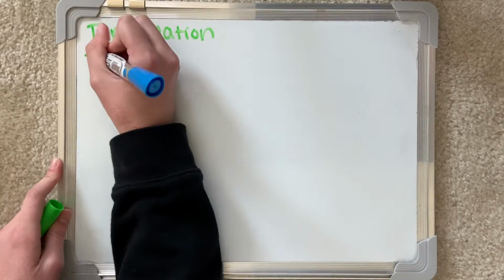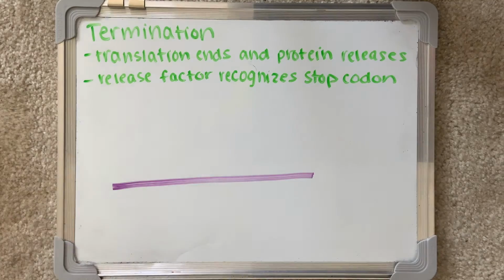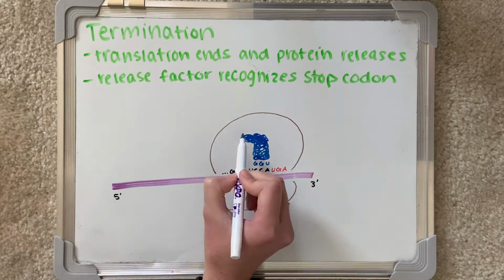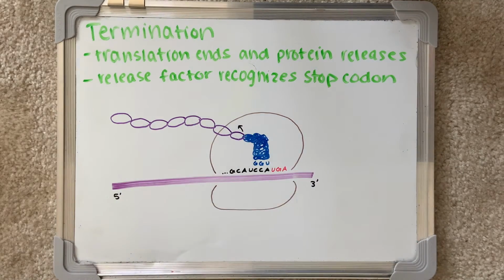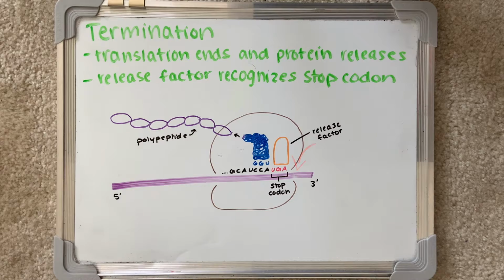Finally, translation is terminated once a stop codon is reached. Instead of tRNA, a release factor will bind with the stop codon, signaling for the protein to be released. Then, the ribosome disassembles and separates from the mRNA. The section of mRNA beyond the stop codon is called the 3' untranslated region, but it does not contain any information for the target protein.